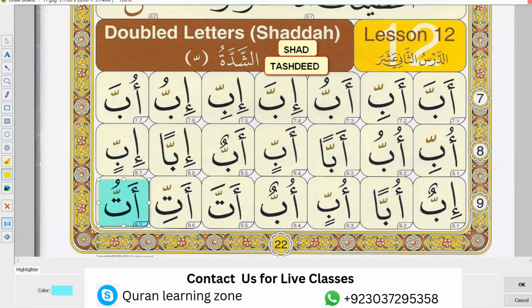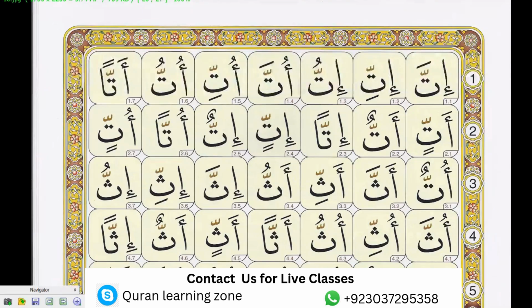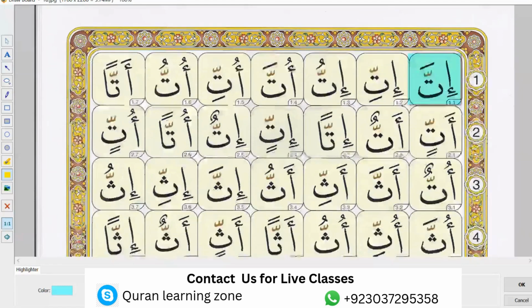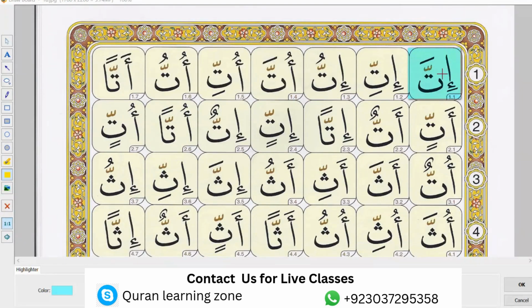So now we will start from the next page. Here is the zir on the bottom of the first letter. Hamza ta zir it, ta zabar ta, itta. And the next one, Hamza ta zir it, ta zir ti, itti. And the third one, Hamza ta zir it, ta pesh tu, ittu. So its sound is itta, itti, ittu.